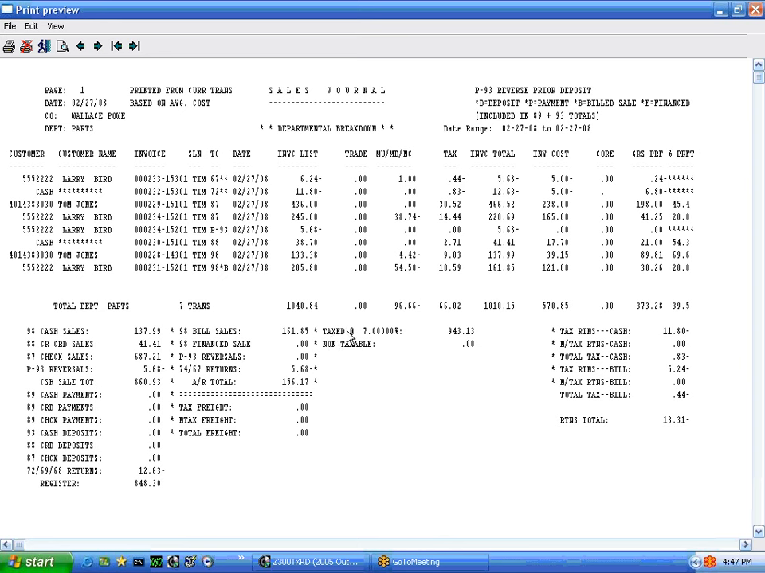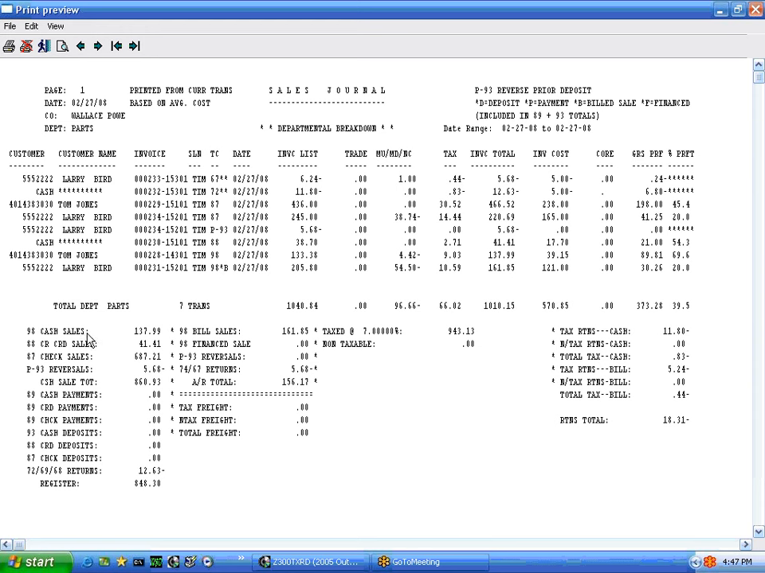Now, if you have multiple tax rates, you will see multiple lines. We only have one tax rate. If I had more than one tax rate, like 5%, 6%, maybe county, city, state, it will separate each one and show how much it collected.